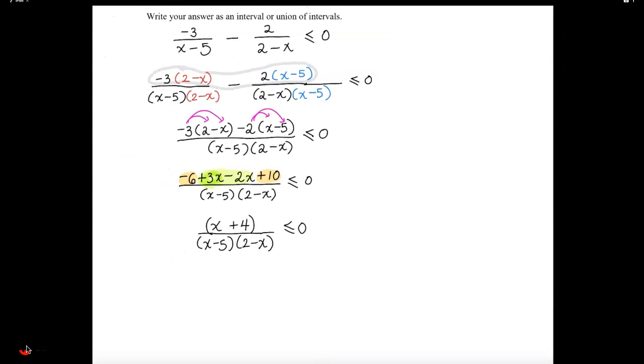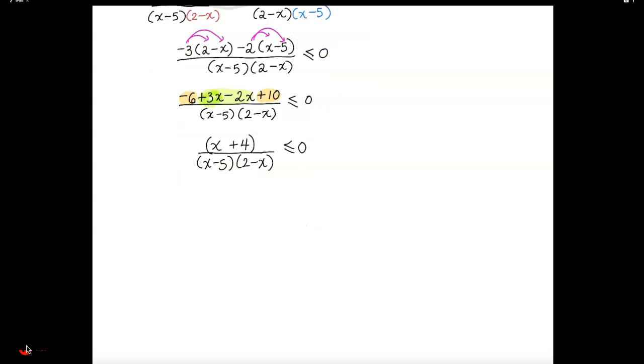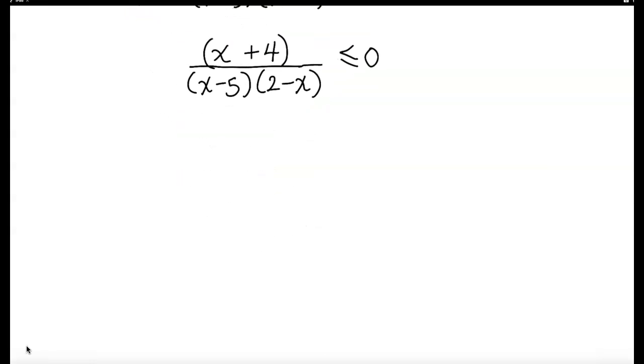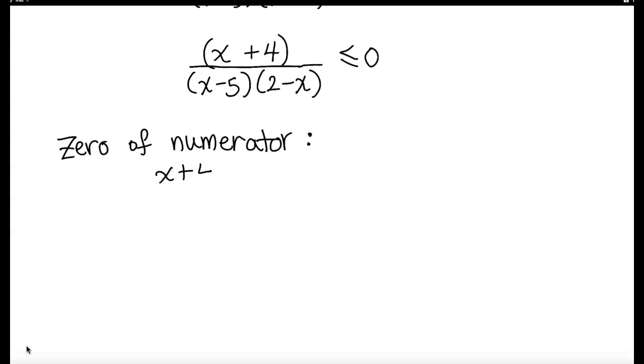I'll move the work to the side again, okay? Or maybe I'll just work it down here. Okay, so what is the zero of the numerator? Zero of numerator is when x plus 4 is equal to 0. So x equals negative 4 is going to be one of the boundary points.